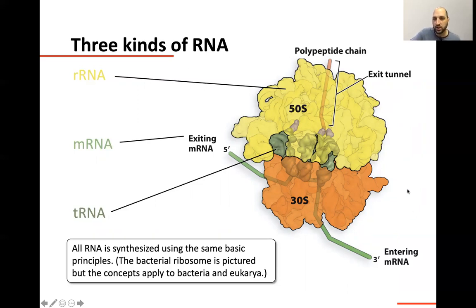And so what I'm showing you here is the process of translation. So we've got transfer RNA packaged and bound to messenger RNA. And then we've got ribosomal RNA that's sandwiching either side of that messenger RNA. So all different types of RNA present here, kind of sandwiched in between the rRNA.